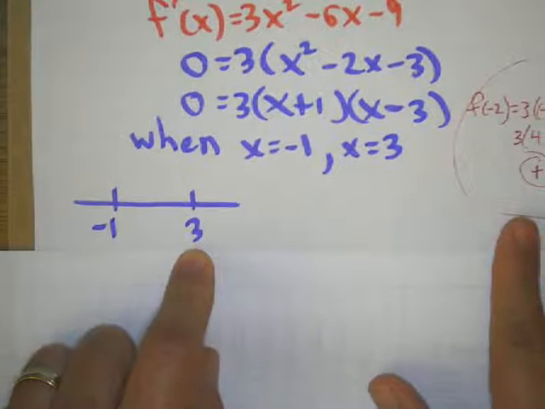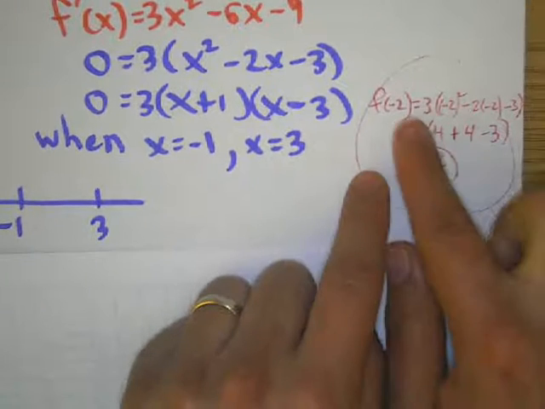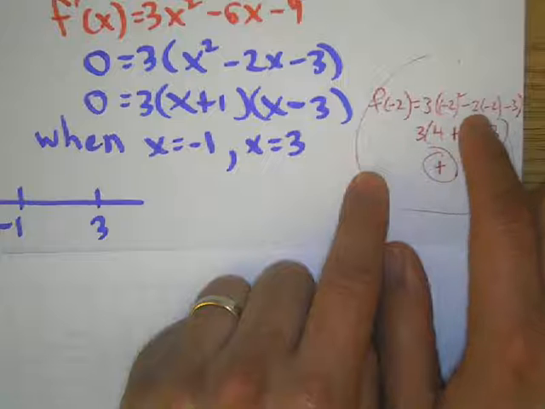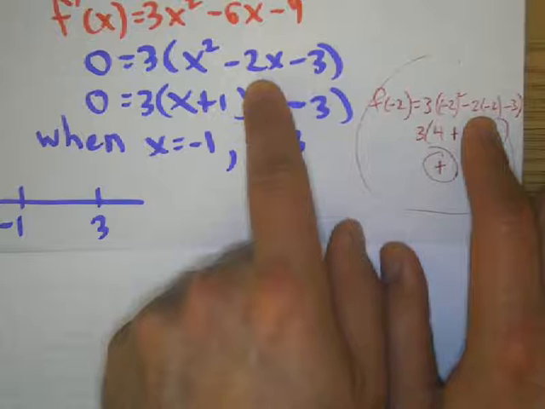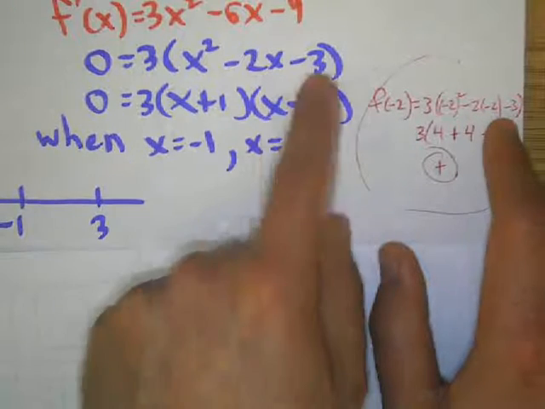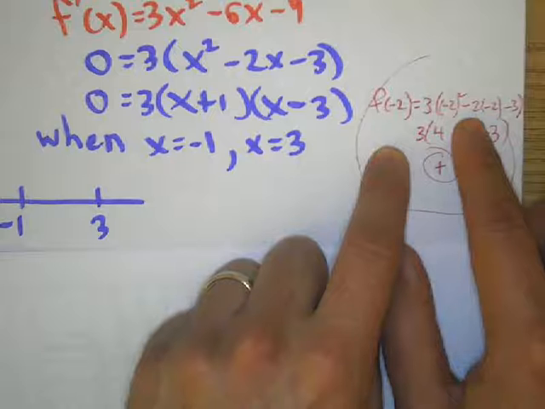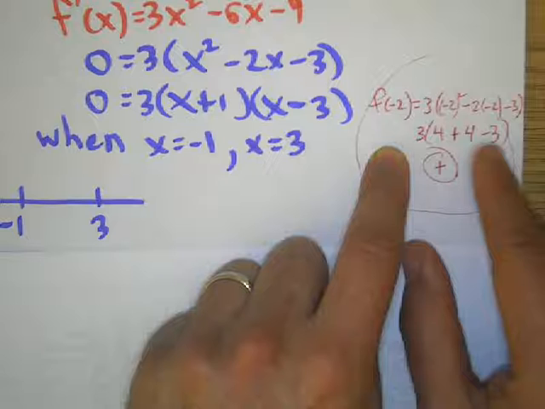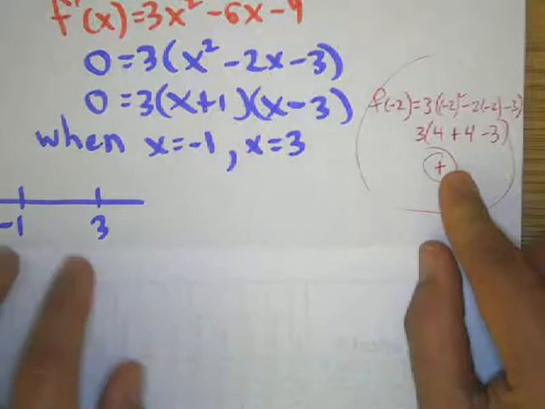So if I plug in a number that's less than negative 1, for example, negative 2, I've got 3 times negative 2 squared minus 2 times negative 2. Here's my function, right? And then minus 3. Well, negative 2 squared is 4, and negative 2 times negative 2 is 4, and then minus 3. Who cares what the number is? We just want to know if it's positive or negative, and so it's positive.